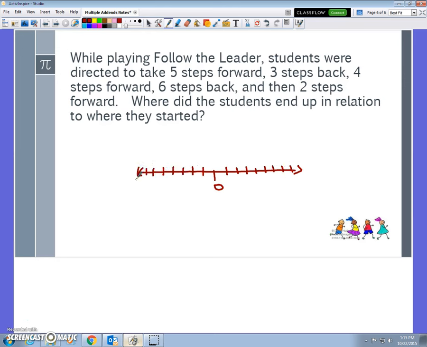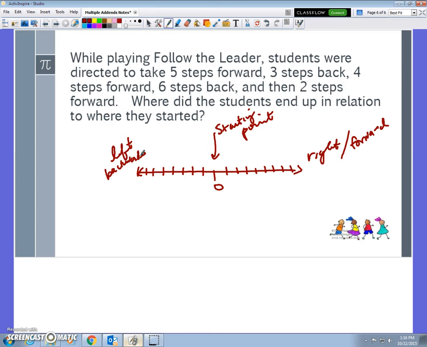Now obviously students can't walk negative. There's no negative steps, right? But as far as position goes and distance goes, we can tell how far they moved from where they started. If we call 0 the starting point, we'll call this steps to the right, or I guess it doesn't say right, it says forward, and we'll call this to the left or backwards.